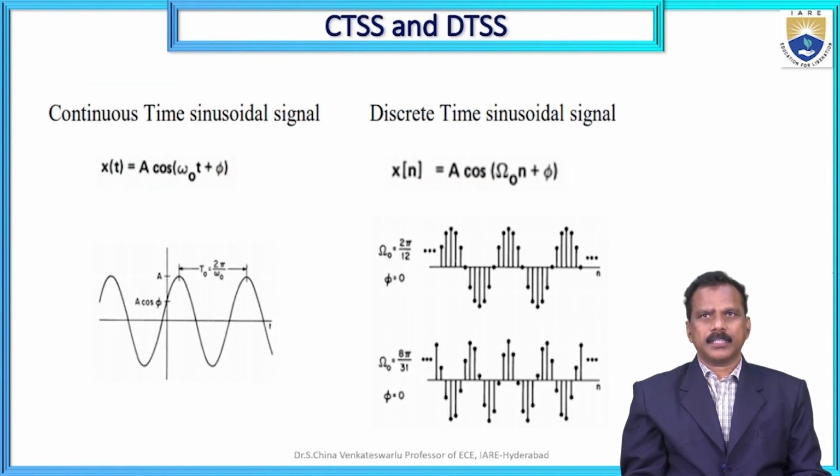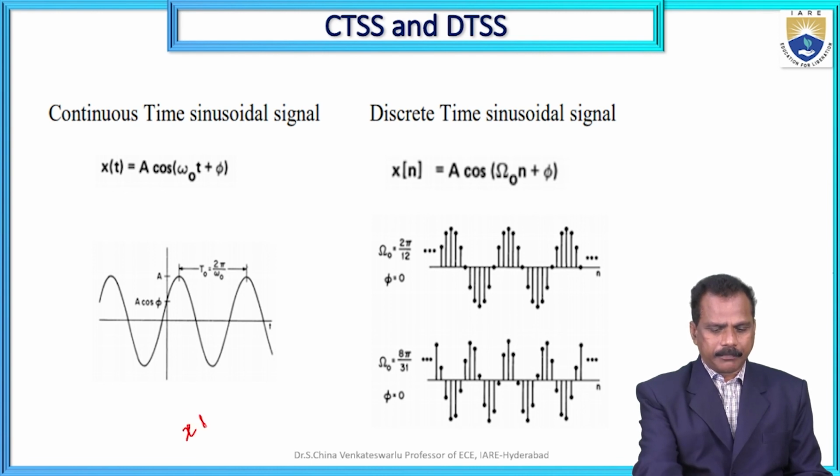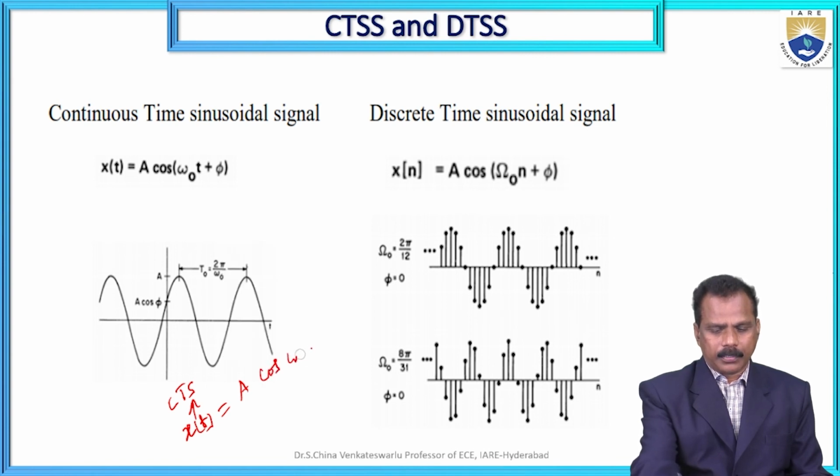Next, come to CTSS and DTSS: continuous time sinusoidal signal and discrete time sinusoidal signal. We know that a continuous time signal x of t is a into cos omega naught t plus phi.